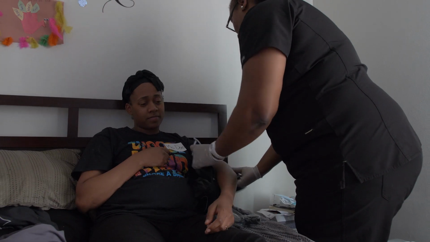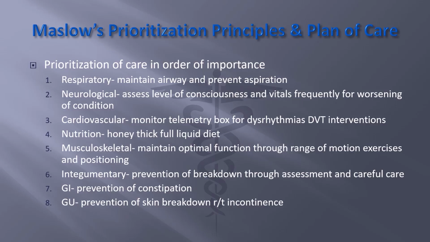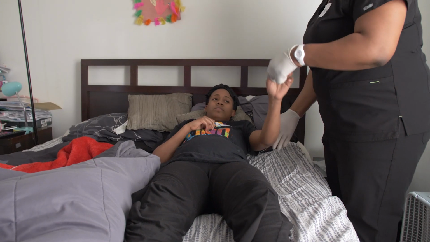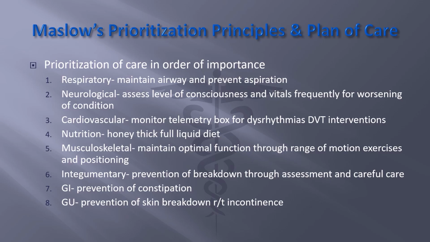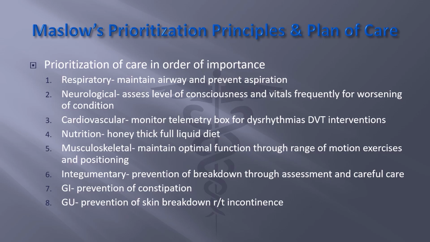Nutrition. Honey thick, full liquid diet. Musculoskeletal. Maintain optimal function through range of motion exercises and positioning. Integumentary. Prevention of breakdown through assessment and careful care. Gastrointestinal. Prevention of constipation. GU. Prevention of skin breakdown related to incontinence.